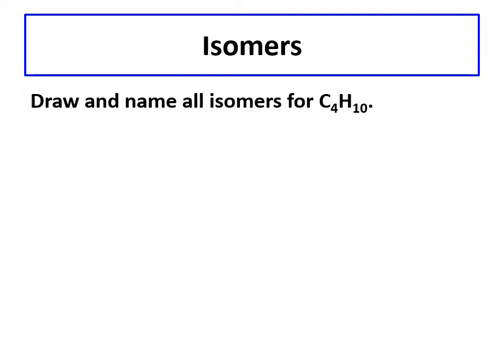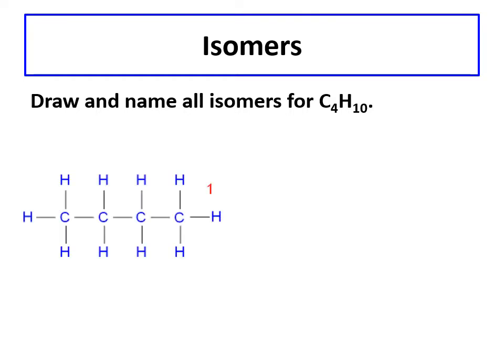Now we're going to look at a few examples. The first example is that we need to draw and name all the isomers for C4H10. When we are asked this type of question, what we need to do first is draw the structural formula for C4H10, which is butane. And then from here we will try to draw another isomer for butane.